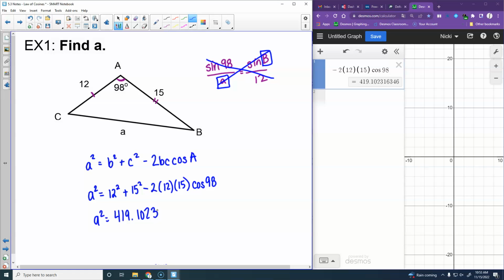Keep that in your calculator. Is that our answer? No. Sometimes students put this as their answer. They forget to square root at the end. Think about whether or not it makes sense.